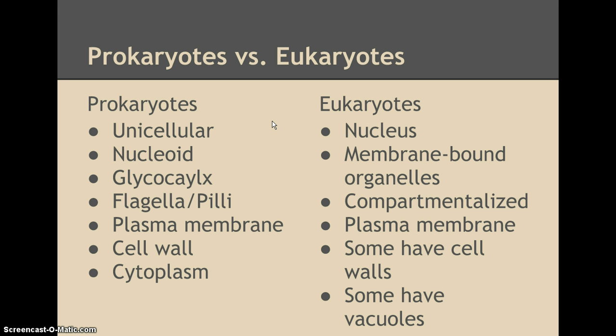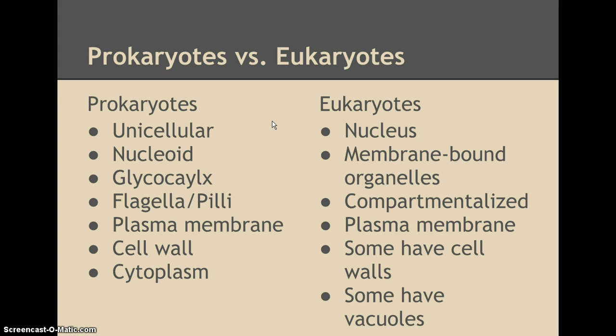So I'm going to discuss prokaryotes and eukaryotes only because we did not really discuss Archaea in depth, and we didn't view any during this lab. So I'll compare these two. Prokaryotes are unicellular. They have a nucleoid region. They have a glycocalyx, flagella and pili, plasma membrane, a cell wall, and cytoplasm.